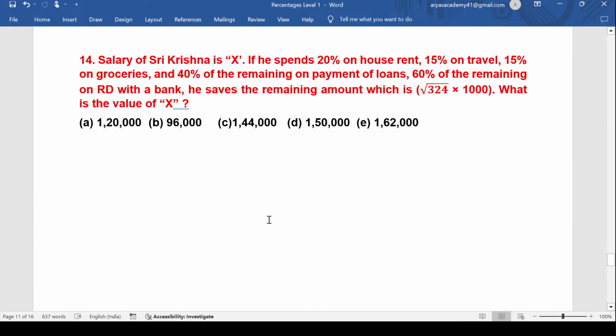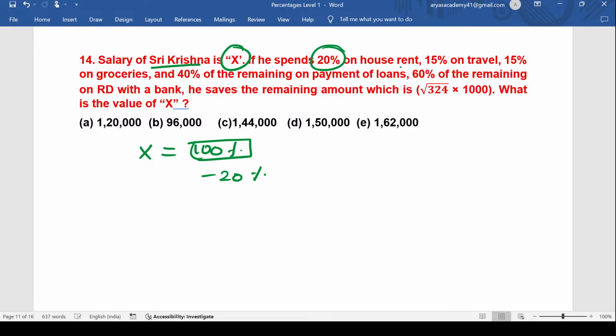Question number 14. Salary of Sri Krishna is rupees X. So there is a person whose salary is unknown and it is being given as X, but whatever may be the salary, his salary will always be how much percent? 100%. And he spends 20% on house rent. So there is no usage of the word remaining, so I can directly subtract 20. 15% on travel. Again, the word remaining has not been used, so I can directly subtract 15%. 15% on groceries. Again, I can subtract straight away 15%.